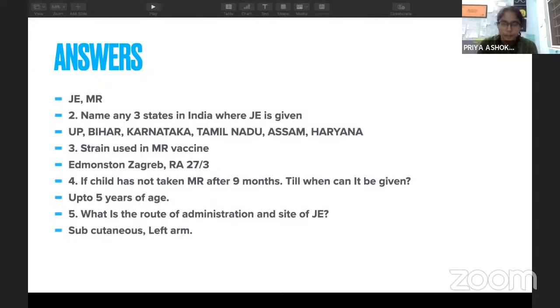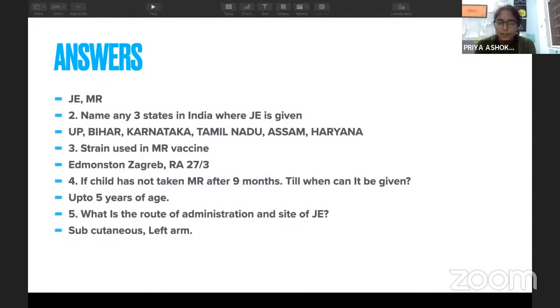And in Karnataka, for us, there are 13 districts where JE is given. JE is not given in all the states and in all the districts. So that's another thing that you can see when you go to the PHCs at the time of vaccination, particularly if you're an intern. You can note that in many places they don't, in some places they give JE.